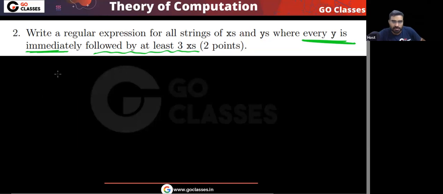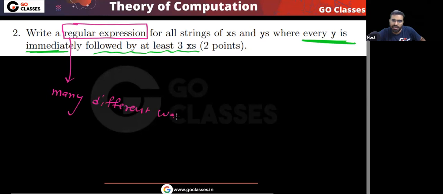Can you tell me one thing? Which two symbols will repeat in your string? Let's see idea number 1. Let me tell you, this regular expression you can write in 3 different ways. I will write this. This regular expression you can write in many different ways.